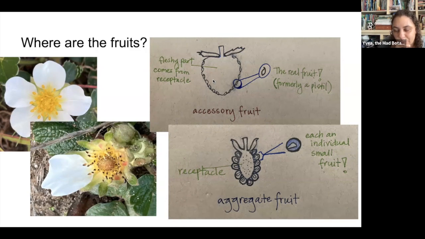I guess you could say that the aggregate fruit is where each of the little parts that have the fruit inside of it is kind of like a miniature form of other kinds of fruits that we find. So these could actually be qualified as drupelets or little drupes. And so then that's how that one works. And then the accessory fruit, meanwhile, has most of the fleshy part coming from a part that was not made by the ovary. But I'm not sure if I explained that very clearly.